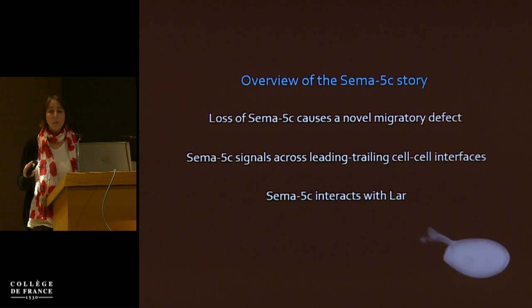Okay, so at this point, we know far less about Sema5C than we do about FAT2 and LAR, but I'm going to tell you the 3 things we do know. The first is that loss of Sema5C causes a novel migratory defect in this epithelium. Second, this protein signals across cell-cell boundaries, similar to what I showed you for FAT2 and LAR. And third, Sema5C also shows an unexpected interaction with LAR.